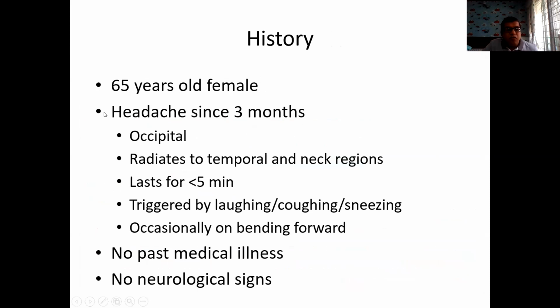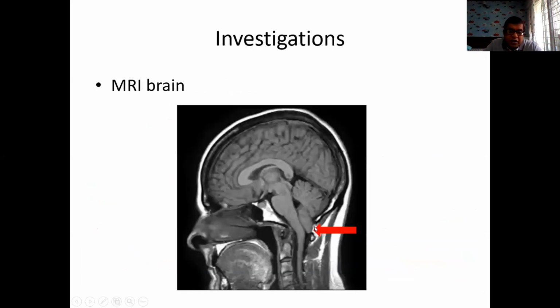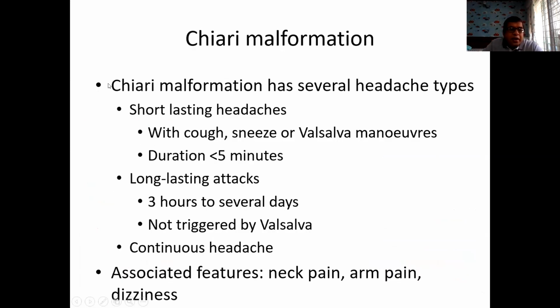So we know from the history, the headache which comes from laughing, coughing, and sneezing, we know the diagnosis. It is usually Chiari malformation. So Chiari malformation can have several types of headache. They can have short-lasting headache, which comes with coughing, sneezing, and Valsalva maneuver.